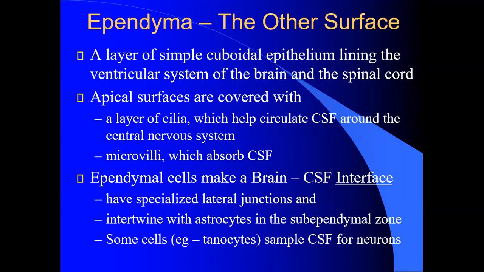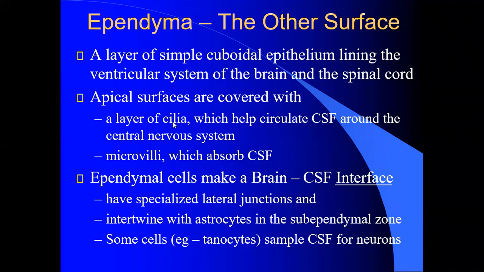And yet we're going to make CSF and absorb CSF through this thing. So this is going to be interesting. So let's see what goes on. The apical surfaces of the cuboidal epithelium of the cells are covered with both cilia and microvilli. The cilia are going to help circulate the CSF, and the microvilli will absorb and secrete CSF.